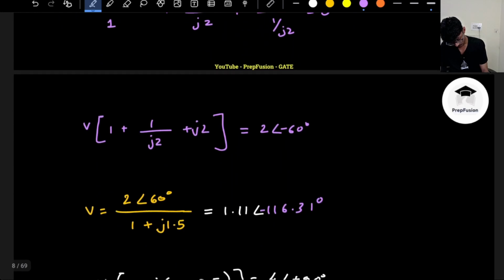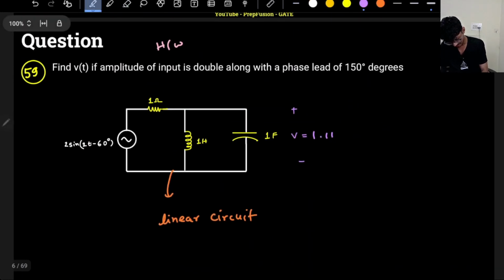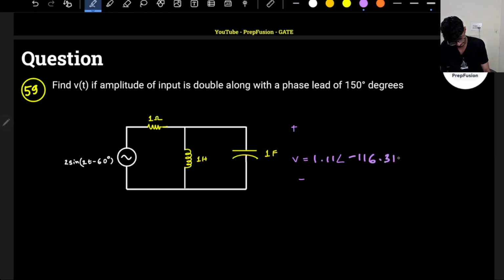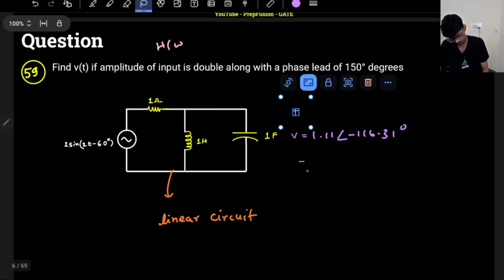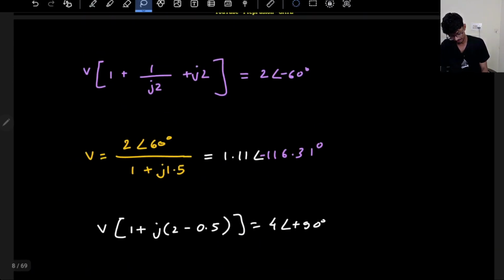So your V here will be minus 100 and, okay, I'm making so many mistakes, I'm really sorry, minus 116.31 degrees. This also will be minus 116.31 degrees. Okay, so now, yeah, that is the case basically.